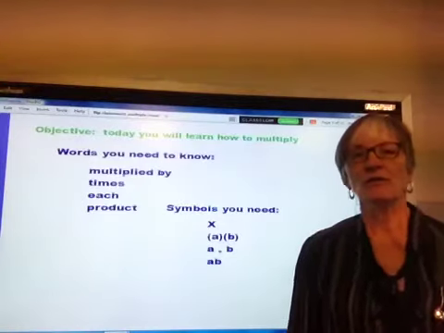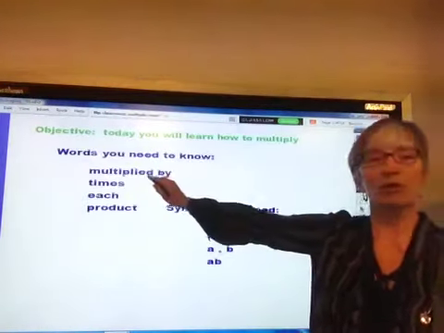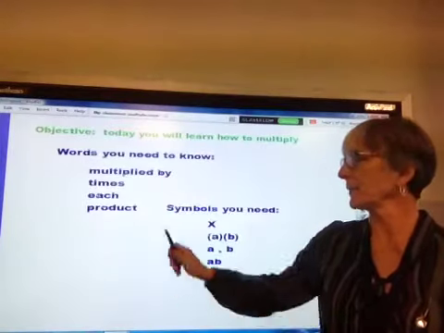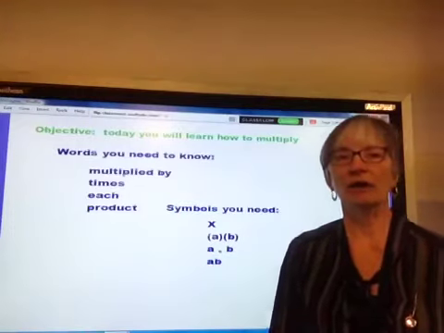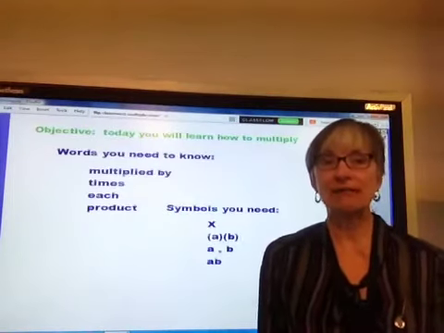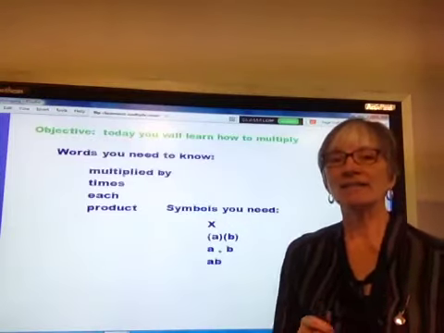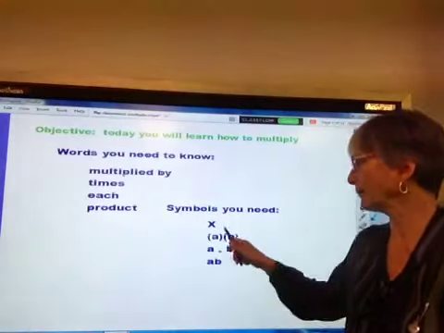There are certain words that you need to know in order to multiply. You need the words multiplied by, times, each, and product. All of those words always mean multiply when you see them. There are signs or symbols that we use that mean multiply.